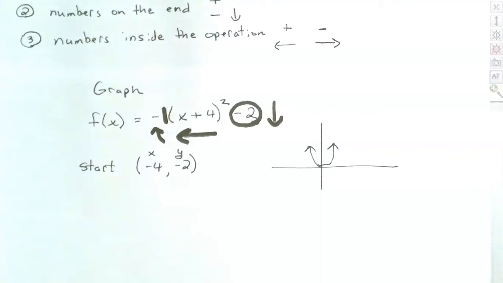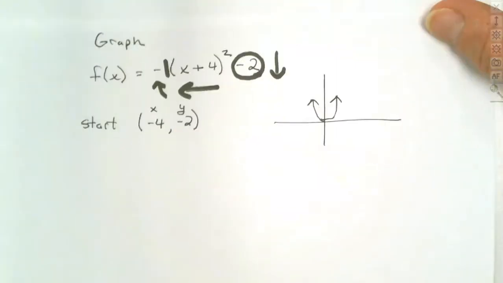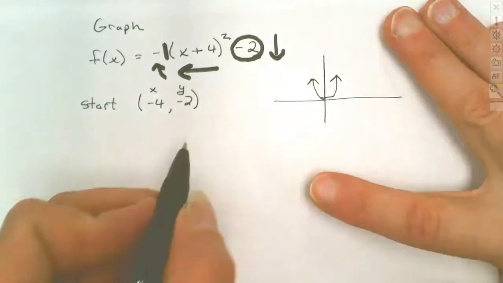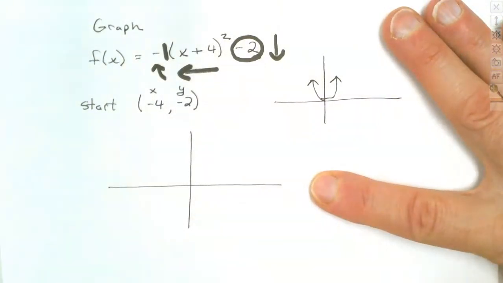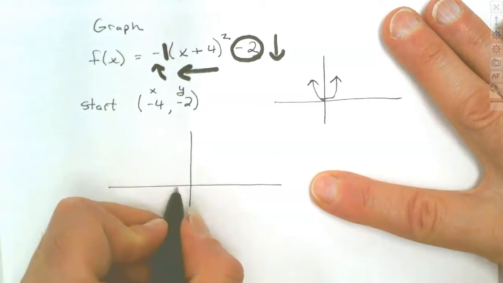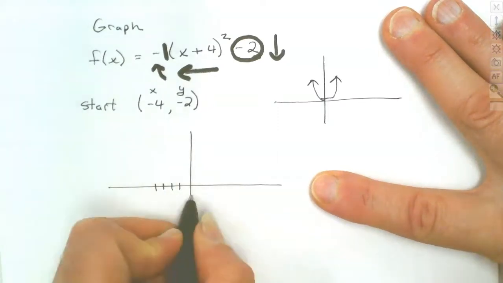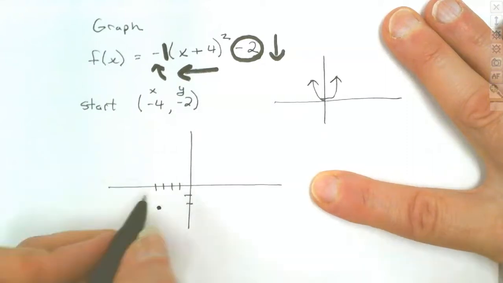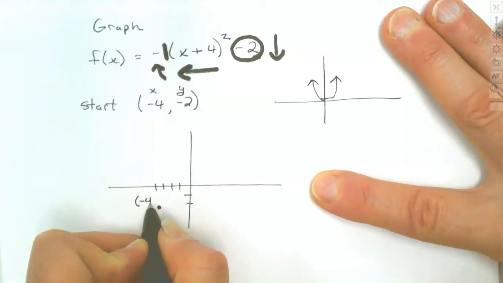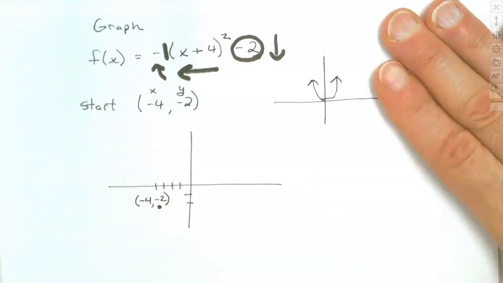Now, what about that negative 1 in front? What is that going to do to my picture? It's going to flip it over, right? So we're going to have a U. It's going down. We're not going to start at 0, 0. We're going to start right here at negative 4, negative 2. Very important you know where to start.